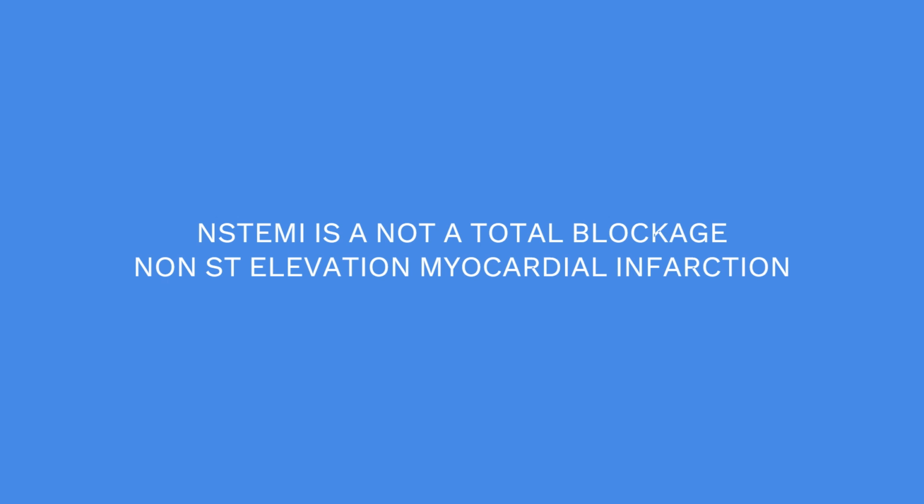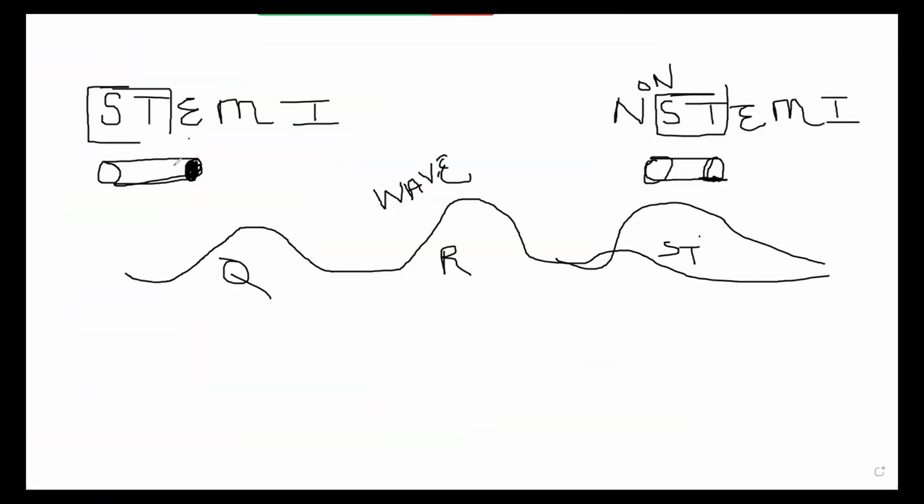So let's recap. A STEMI is typically 100% blockage of an artery. An NSTEMI is not. And the ST is coming from a wave that you can find on, for example, an EKG strip. So let's pause because now we're going to discuss what this has to do with coding.